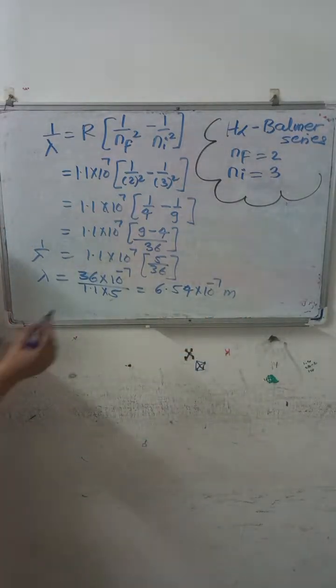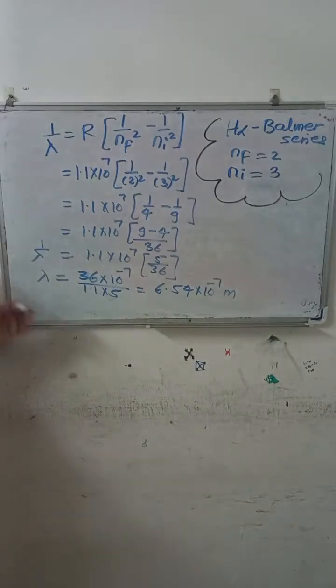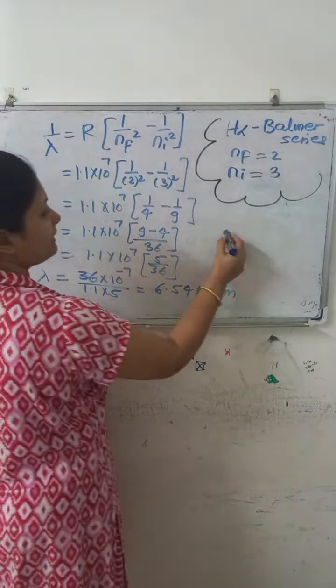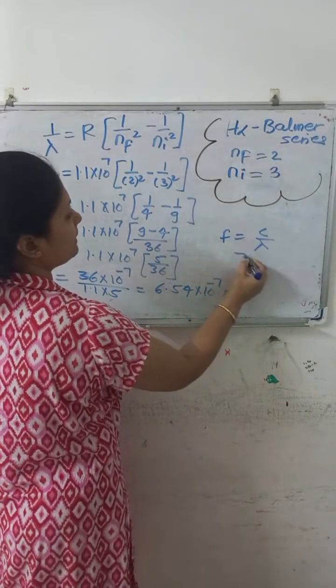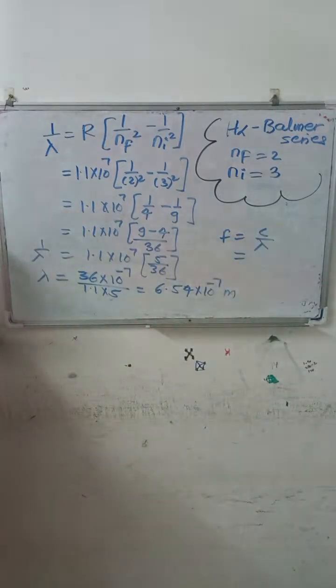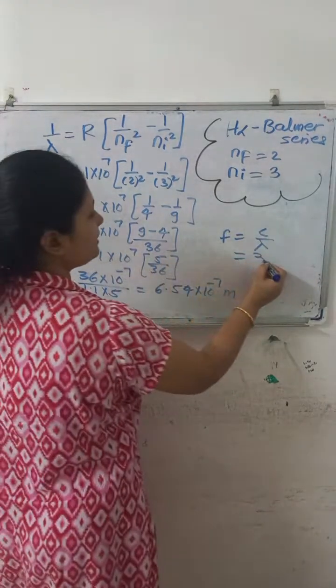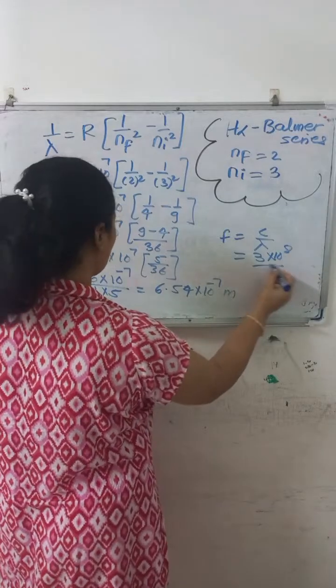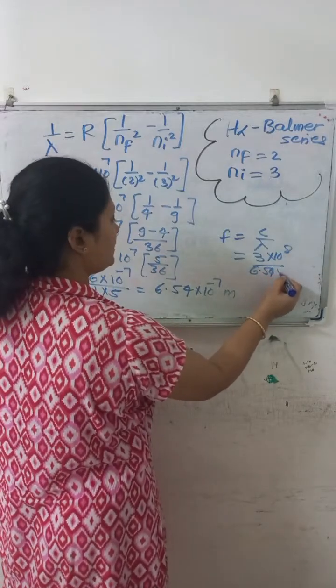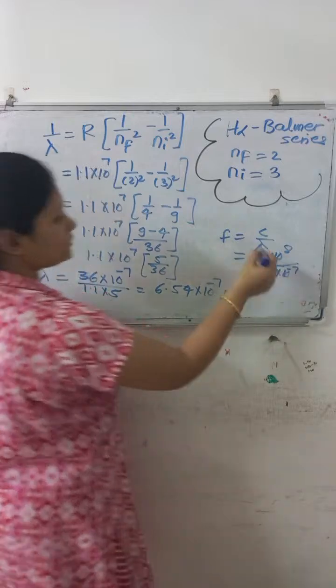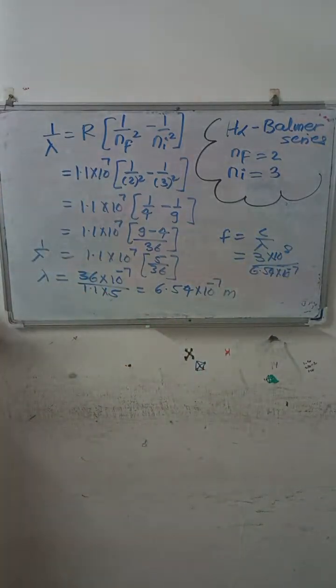This is lambda, and we know they are asking us the frequency. Once you get lambda, we know that frequency is C by lambda. C is the velocity of light, that is 3 into 10 raised to 8, divided by 6.54 into 10 raised to minus 7. Do this calculation, simplify it, check how much answer you are getting. I'll give some time, solve this. Check the frequency, how much it is.